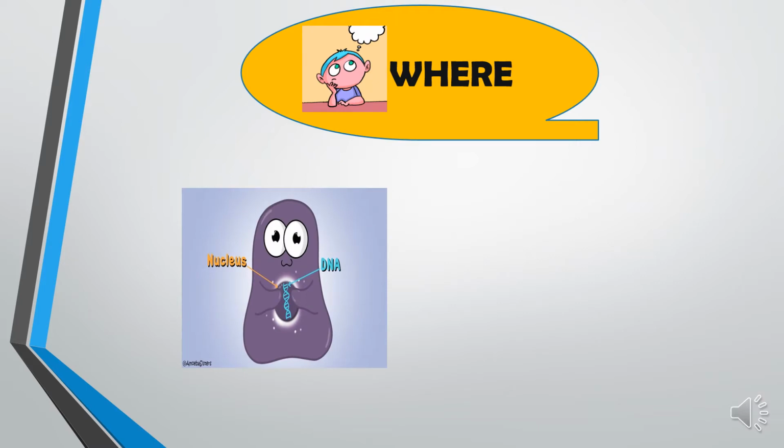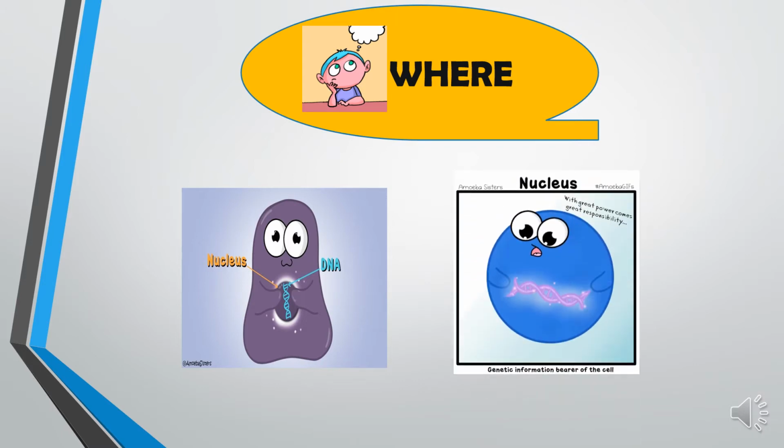So where does this process occur? Every cell undergoes DNA replication, and that process mostly occurs in the nucleus, but not in prokaryotic cells because they have a different region for DNA replication. And in eukaryotic cells, we have the nucleus as the genetic information bearer of the cell, or the site of DNA replication.